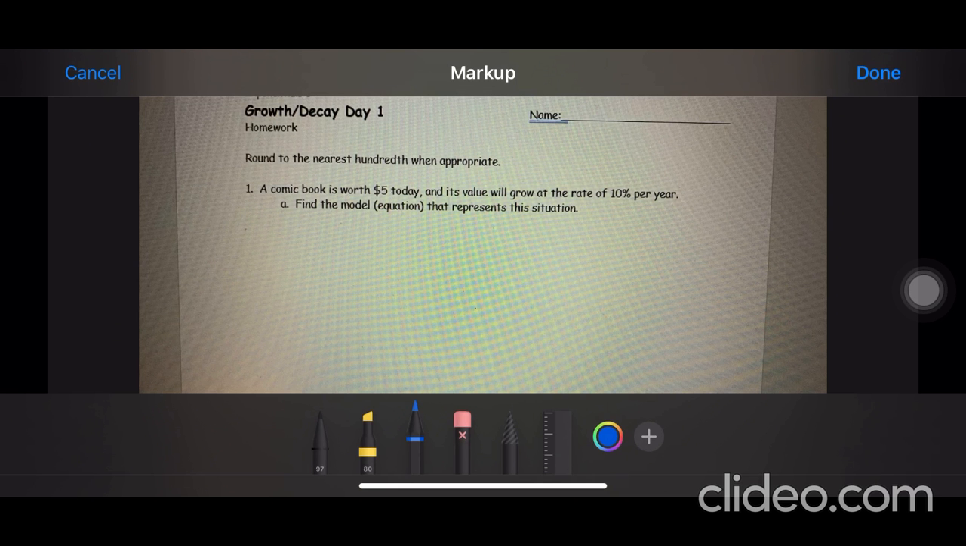So a comic book is worth $5 today, and its value will grow at a rate of 10% per year. Find the model to represent this. Okay, so what do we know? We know right now it costs $5, so let's just pretend it's $5 at year 0, and it's increasing. So even if you don't know the shape, you should know it's definitely going up. So thinking about a logical answer, right now I was writing a model, but if we were predicting, we know the value needs to increase.